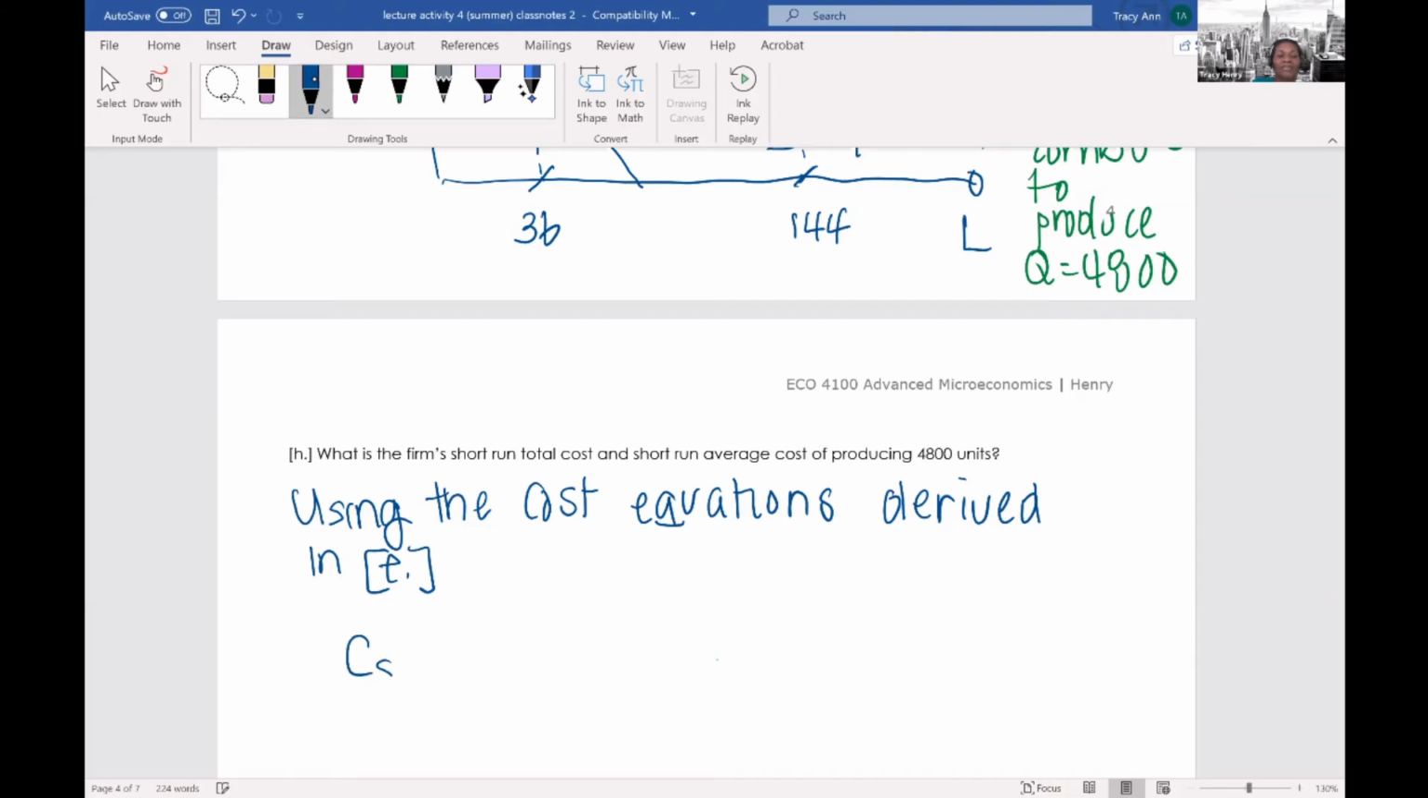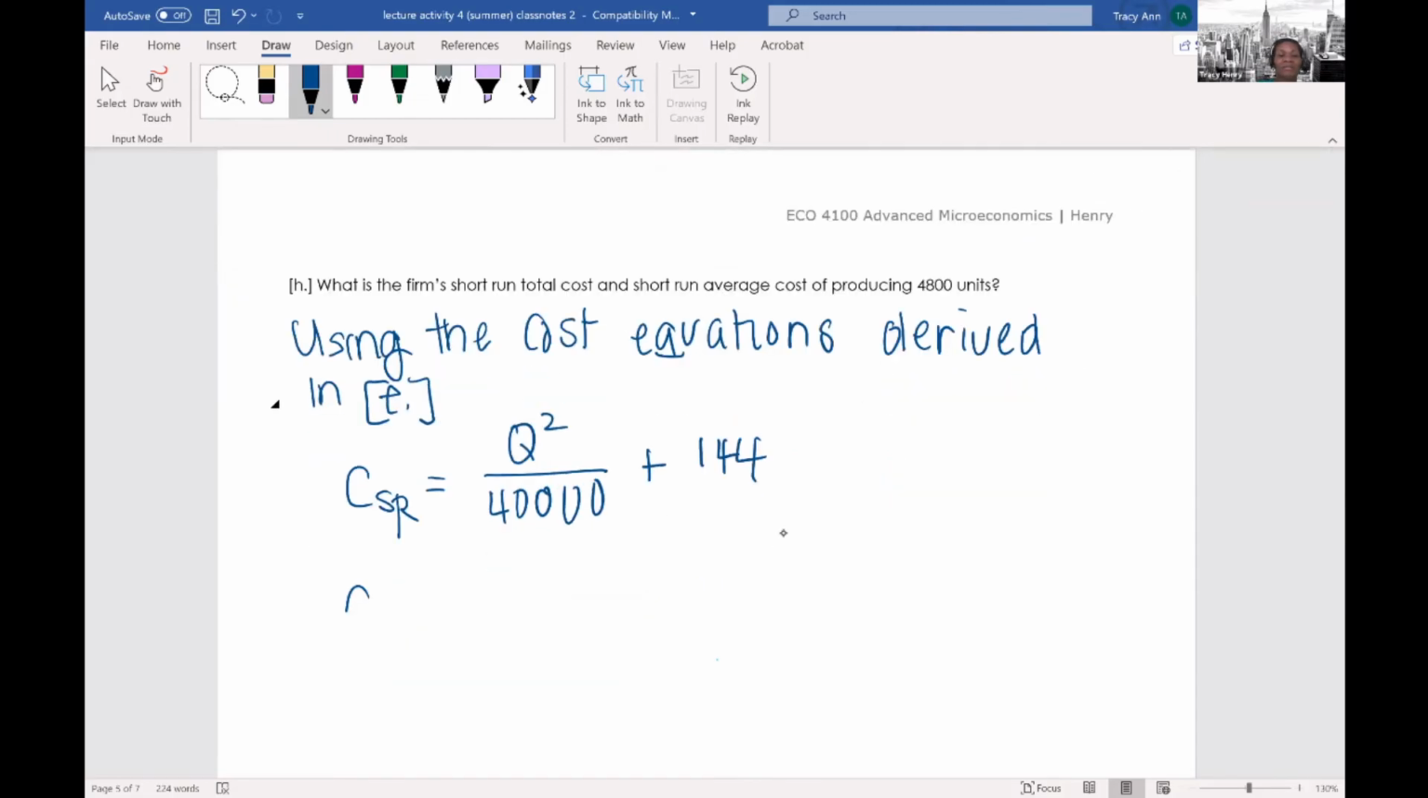Then we have our short run cost function. We found that out to be Q squared over 40,000 plus 144. So since we're talking about 4,800, my short run cost is equal to 4,800 squared over 40,000 plus 144.